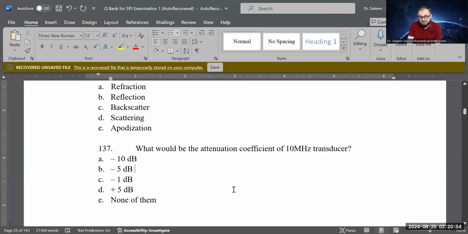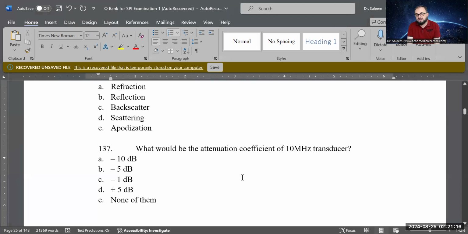So what do you think? First of all, let me give you a hint. You should know the formula for attenuation, how to calculate it, and how we can find the attenuation coefficient for a transducer whose frequency is known. Yes, that is absolutely minus 5 decibel.